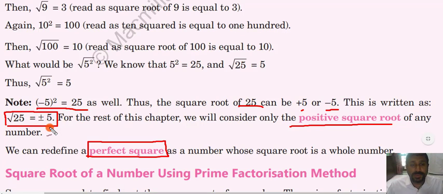That is, the answer is coming out to be plus 5. We are not taking the negative sign. So always we are getting a whole number. So those numbers, that is 25, 100 and 9, are said to be perfect squares. Now in the next module, that is the next video, we will see how to calculate the square root of a number by using the prime factorization method.